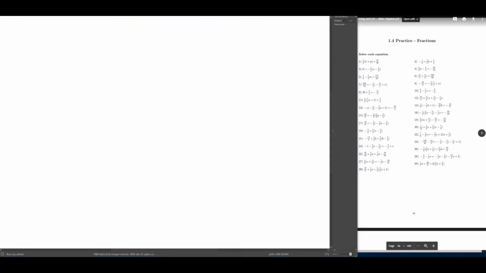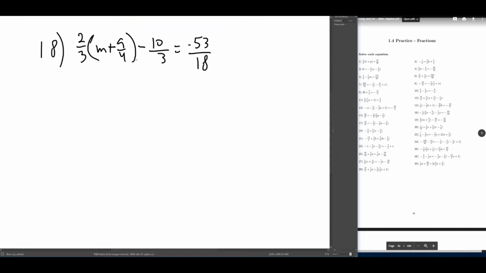All right, number 18 now. 2 over 3 brackets m plus 9 over 4 equals minus 10 over 3 equals minus 53 over 18. For the rest of your, probably most of your mathematical lives, you will always be looking for a variable. In this case, it is m.